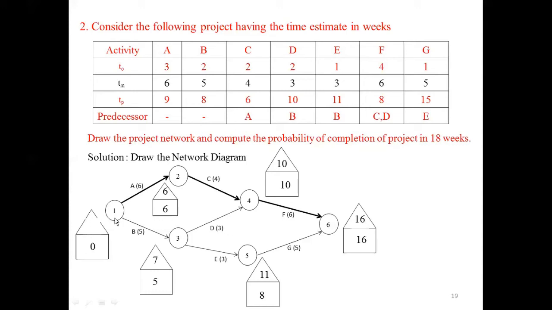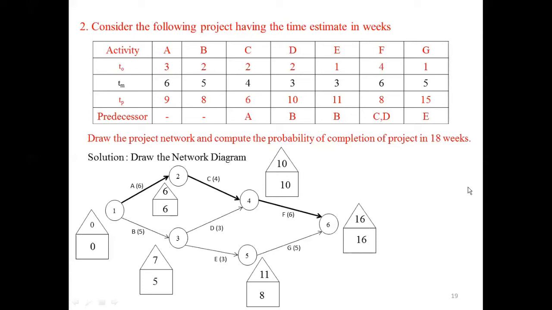Then next for node 1, you will get 6 minus 6, which is 0.